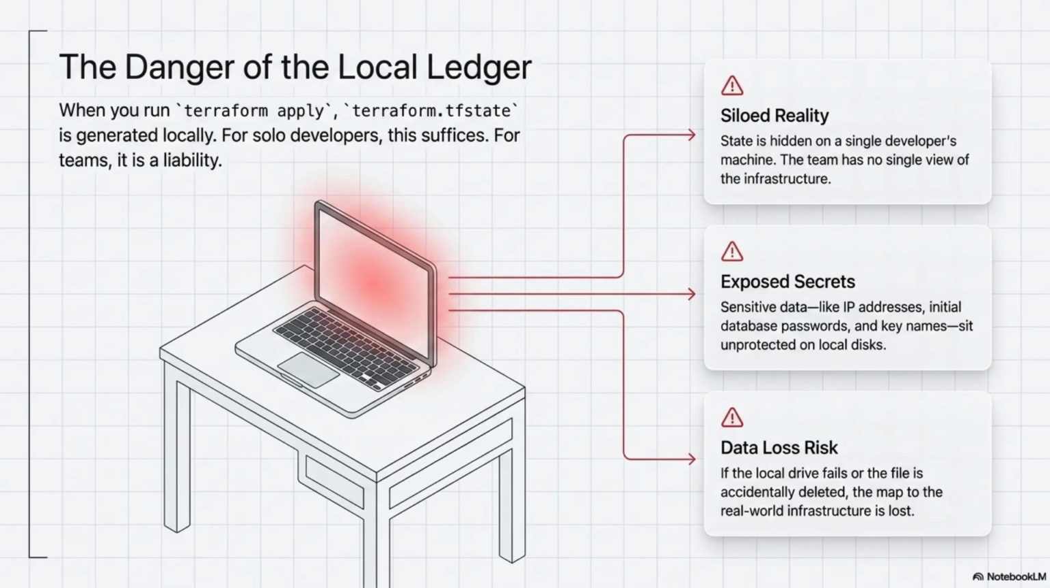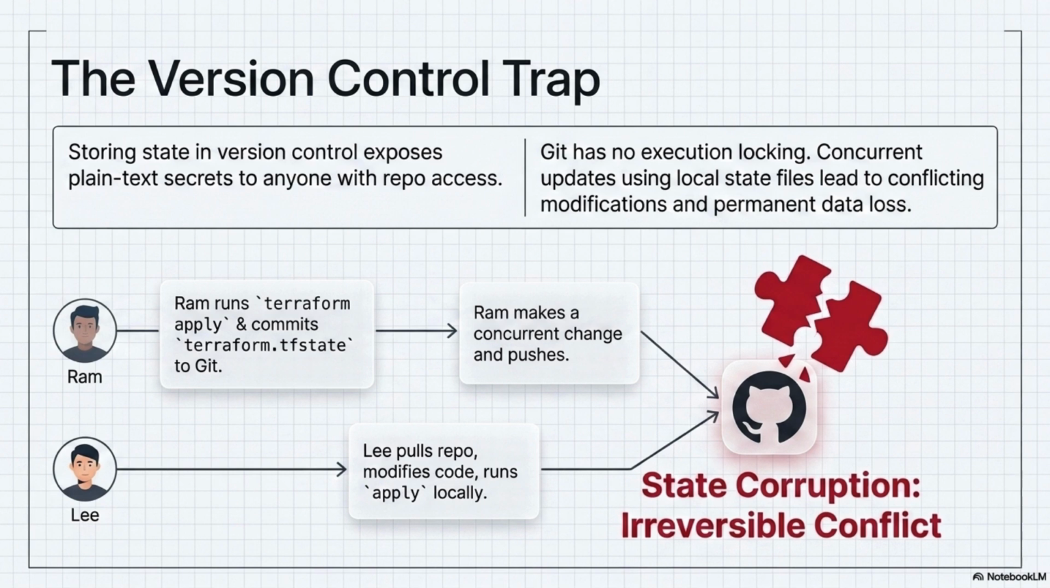The danger of the local ledger. Keeping state locally might feel easy, but it breaks in team environments. You get no shared visibility. Sensitive data sits on personal machines. And if the file is lost, your infrastructure mapping is gone. Local state doesn't scale.